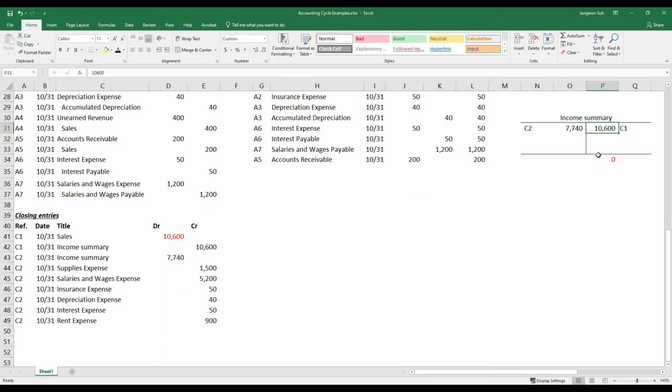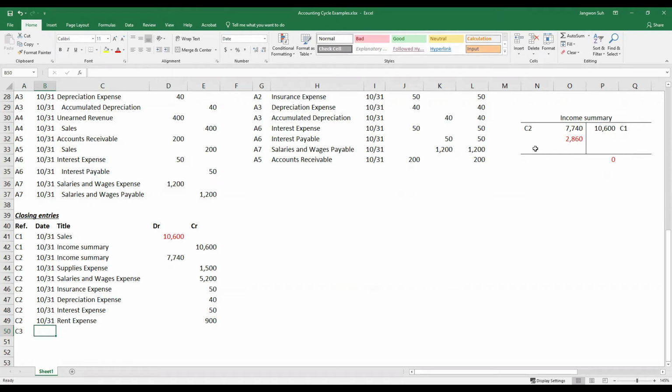How much is debit total? 7740. How much is credit total? 10,600. Credit is higher. By how much? By the difference between this and that. You should debit 2860 to close it out, to zero it out. Okay, cool.